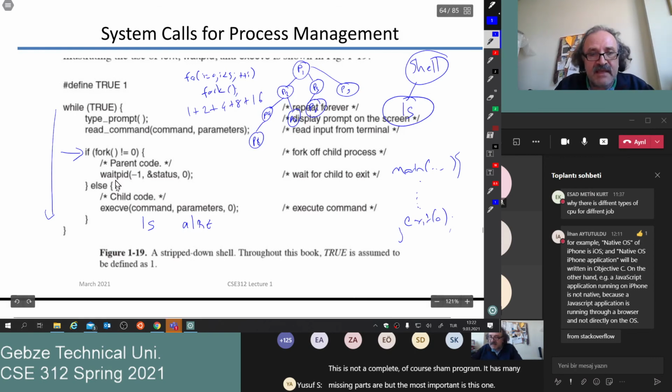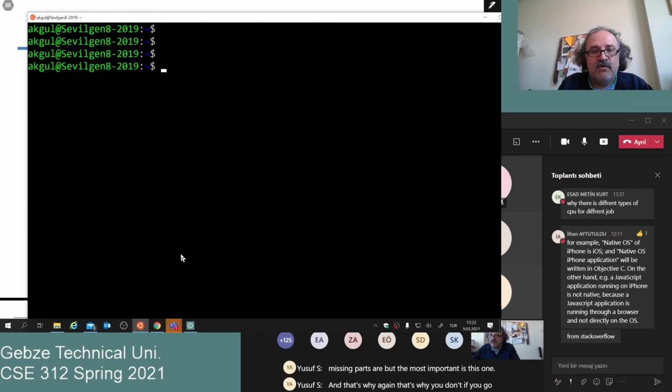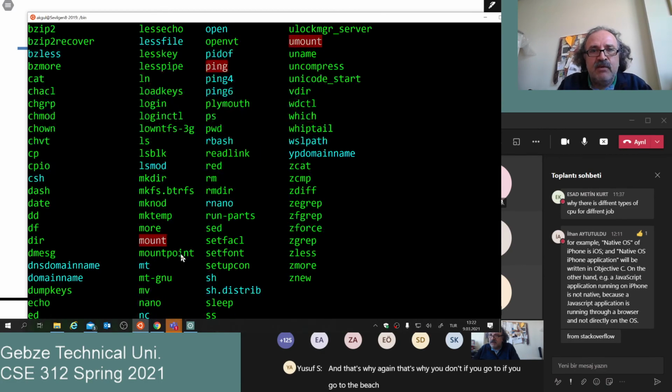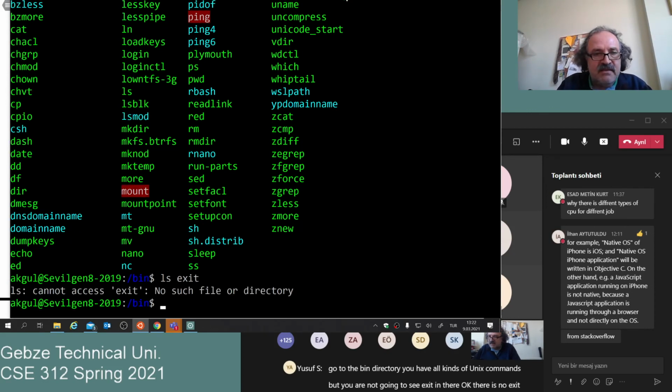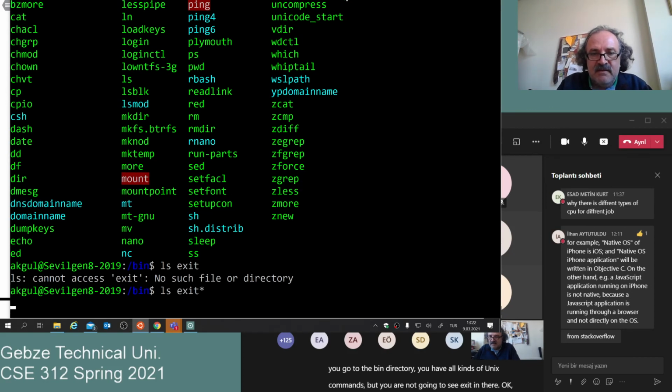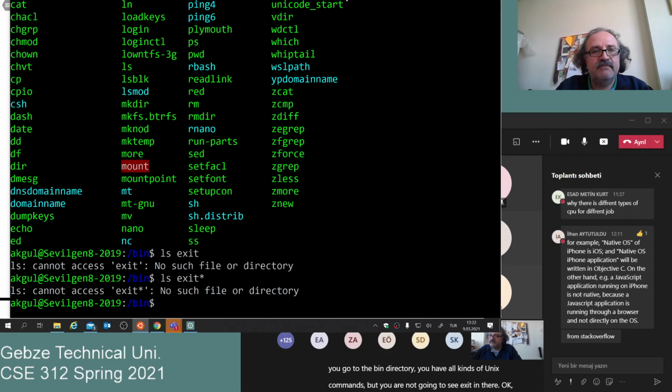And that's why, if you go to the bin directory, you have all kinds of Unix commands, but you are not going to see exit in there. Okay, there is no exit.